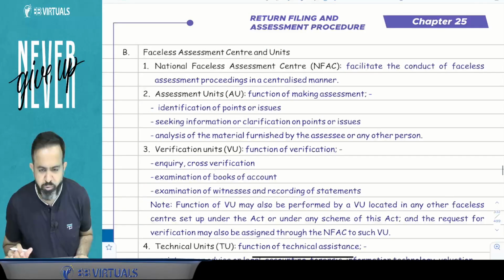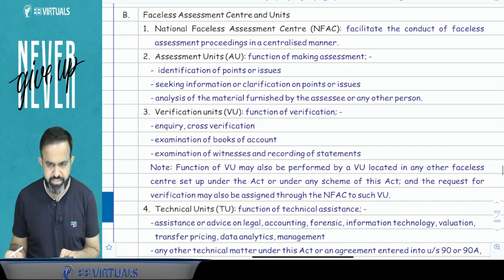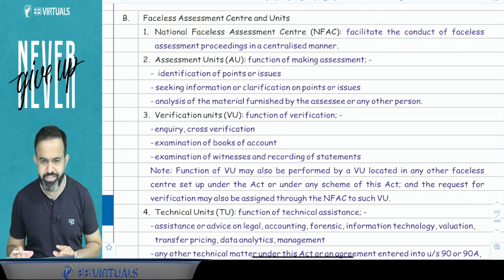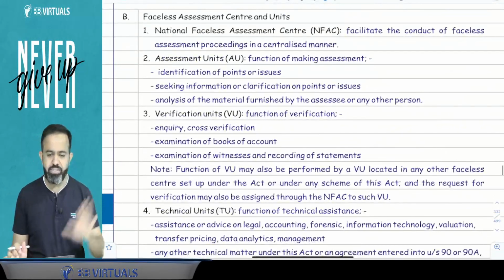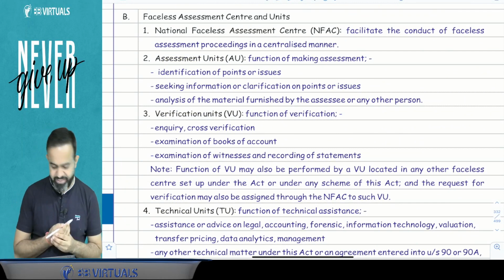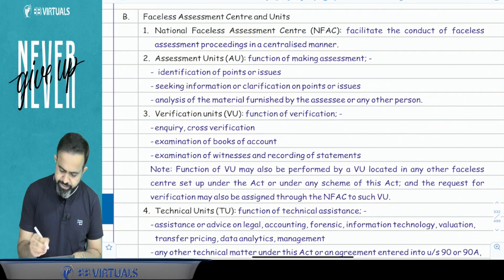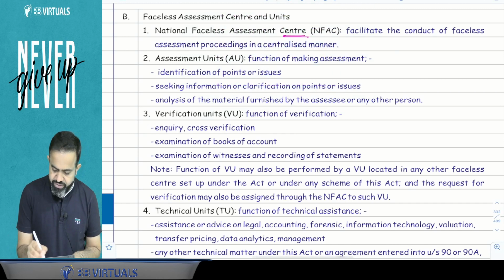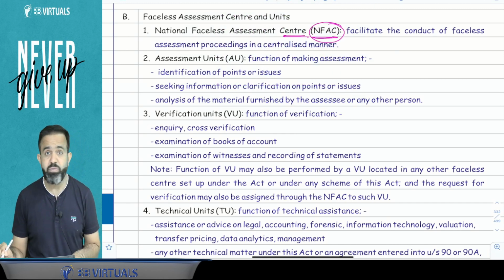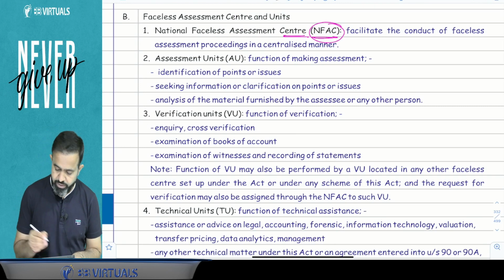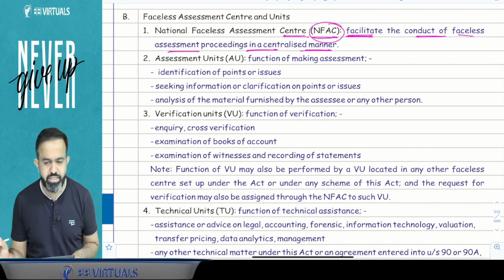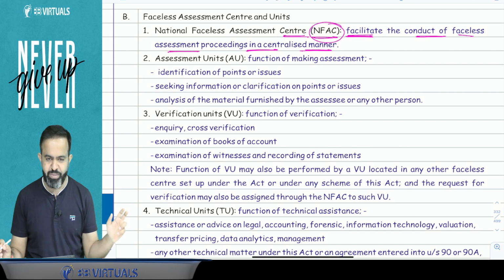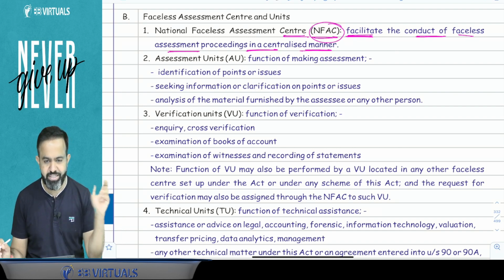Here, first I will teach you about the faceless assessment centers and faceless assessment units. First I will teach you what a faceless assessment center is. First is the NFAC, the National Faceless Assessment Center. What is the function of NFAC? NFAC facilitates the conduct of faceless assessment proceedings in a centralized manner. So in a centralized manner they are going to conduct the assessment. That is the National Faceless Assessment Center, NFAC.